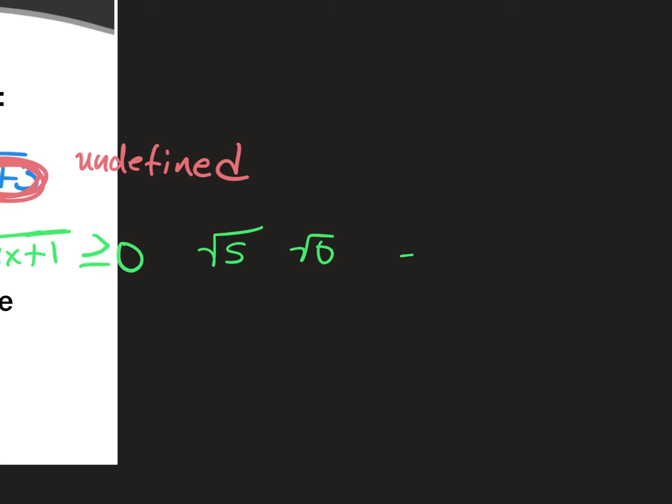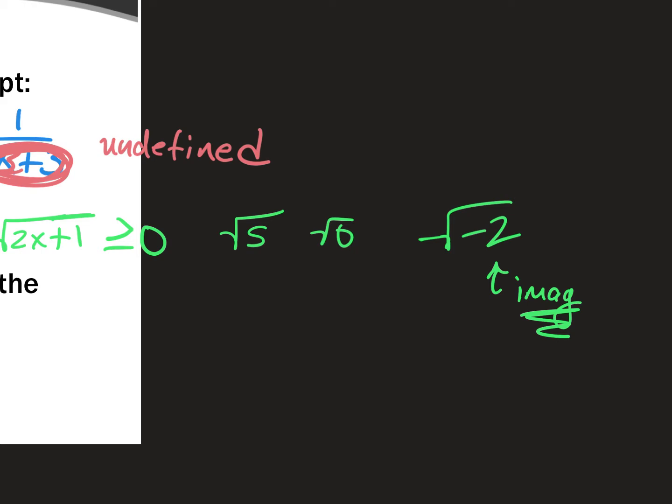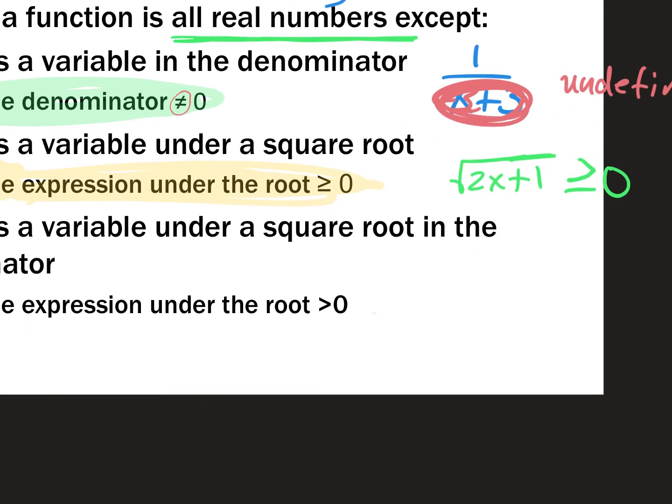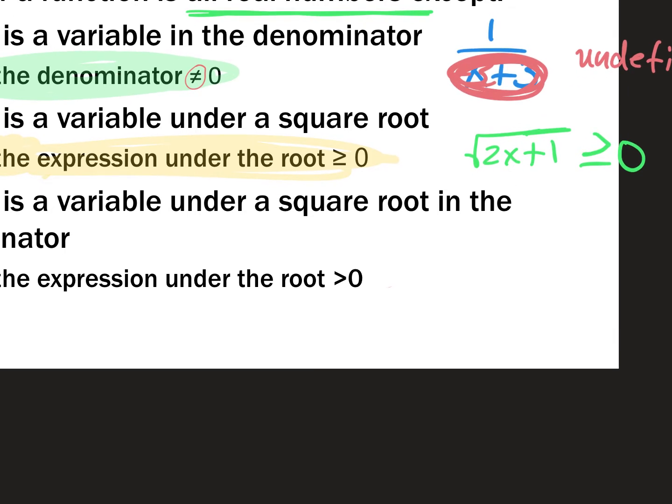Can you take the square root of -2? Why not? Because it's imaginary. So technically you cannot get a real answer. We're talking about real solutions, real answers. Your domain is the set of all real numbers. So whatever's underneath the square root has to be greater than or equal to 0. It can be 0, but it cannot be less than 0.